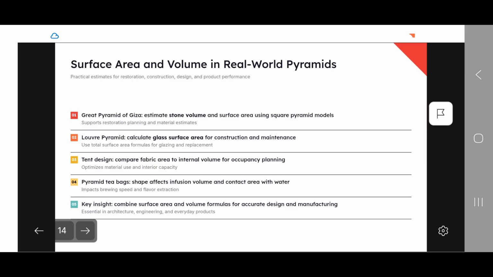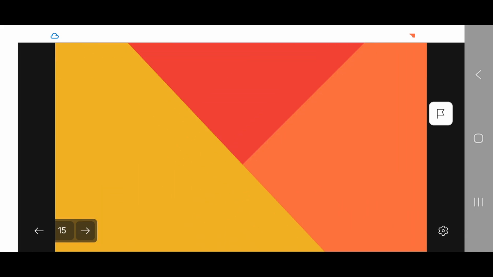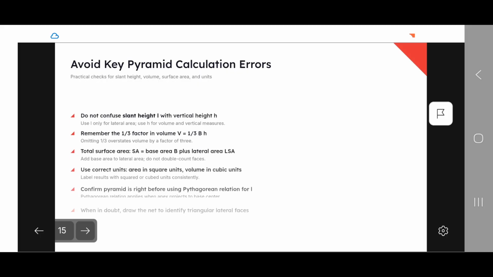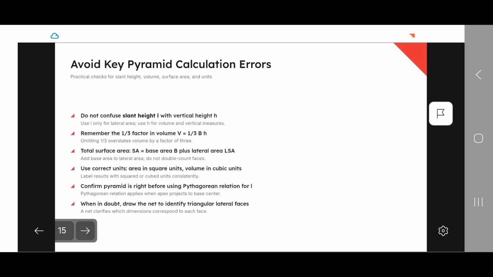So, key insights. Combined surface area and volume formulas are used for design and manufacturing. So essential in agriculture, engineering, and everyday products. So, avoid common pyramid calculation mistakes. Do not confuse slant height l with vertical height h. Use slant height only for lateral area. Use height for volume and vertical measures.